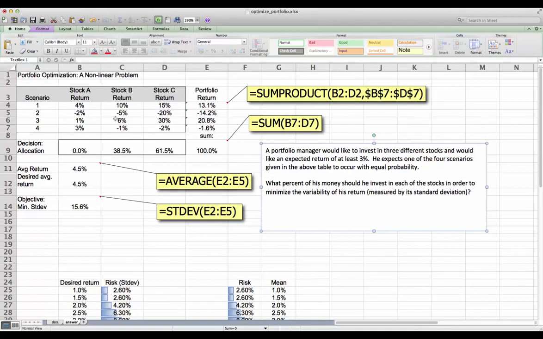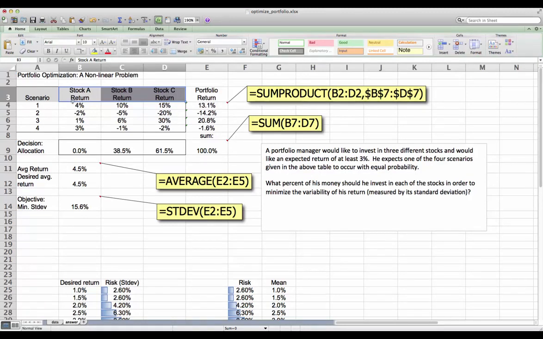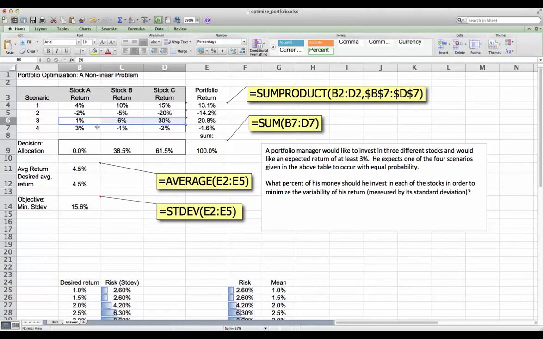Now let's look at a nonlinear optimization problem in the form of portfolio optimization. For simplicity, we assume in this portfolio we're just having 3 stocks, A, B, and C. And again, for simplicity, we just assume there are 4 scenarios that can happen in their returns, marked in this table. In scenario 1, this is the return of the 3 stocks, and scenario 2, scenario 3, scenario 4.